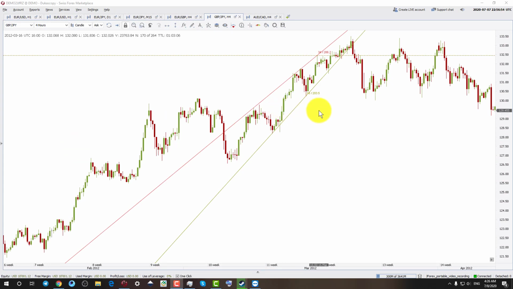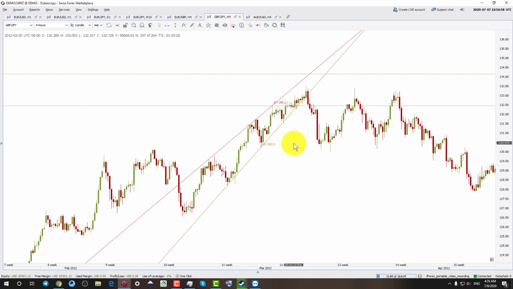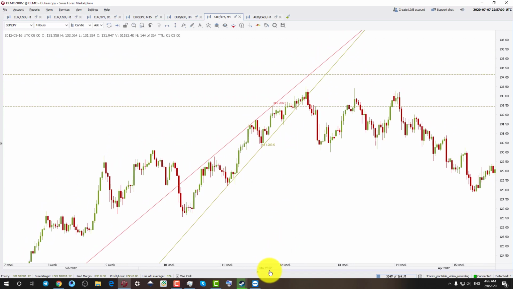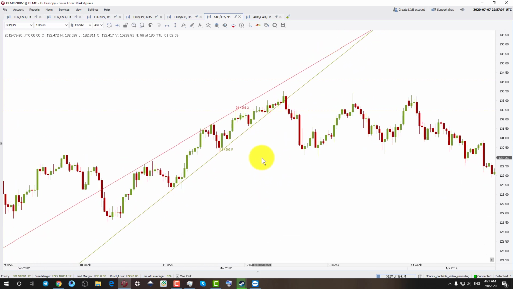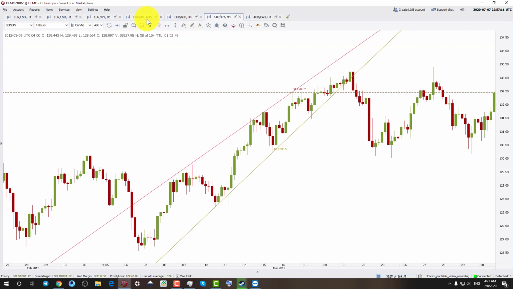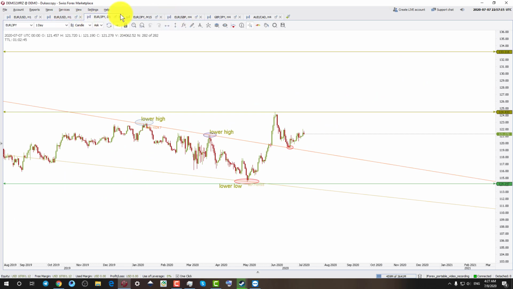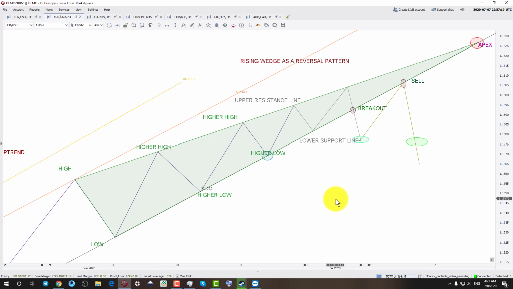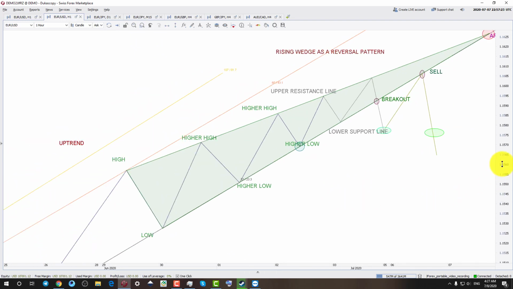Okay, the first example that I have brought for you is from the GBP JPY 4-hour chart. It appeared on March 2000. I just picked it up randomly. I saw a good rising wedge. Now here you see, we have already discussed the rising wedge. Yes, this is the rising wedge. We have already discussed it in the previous video.